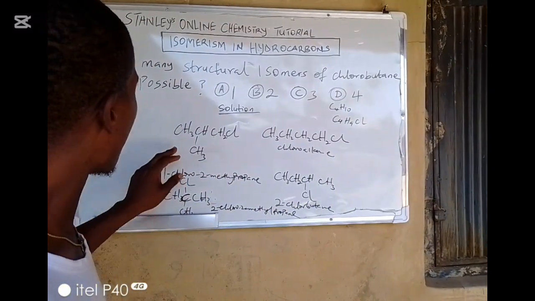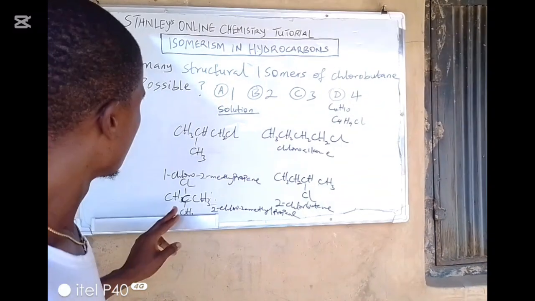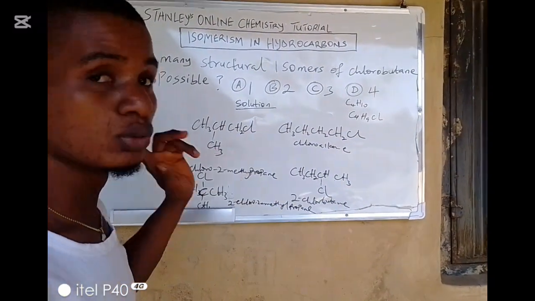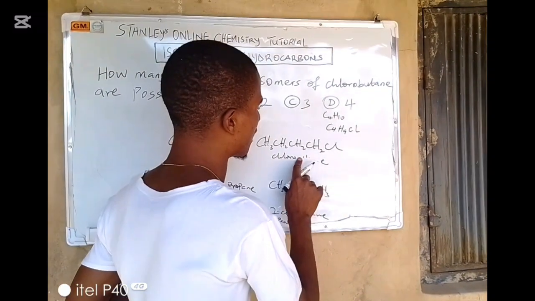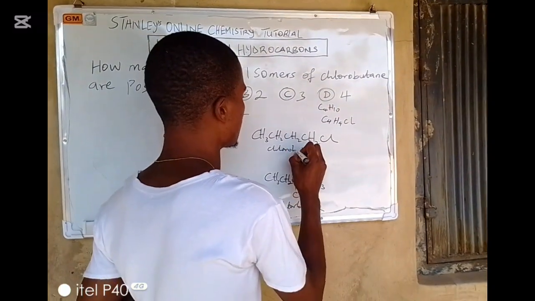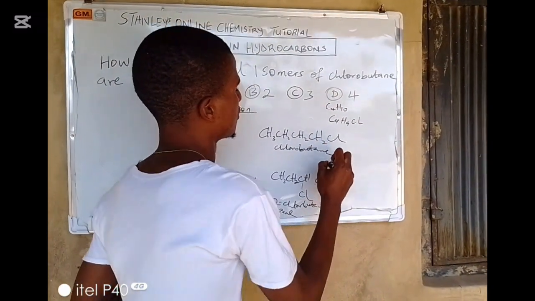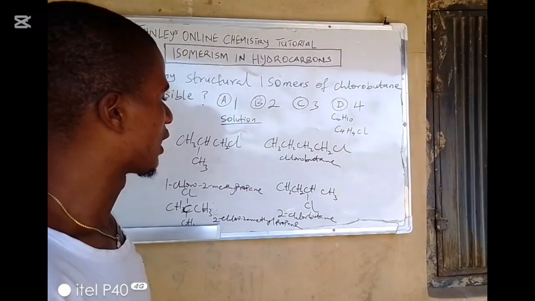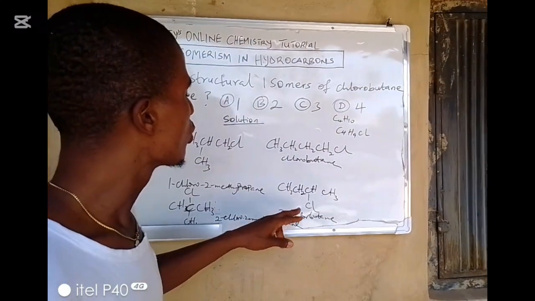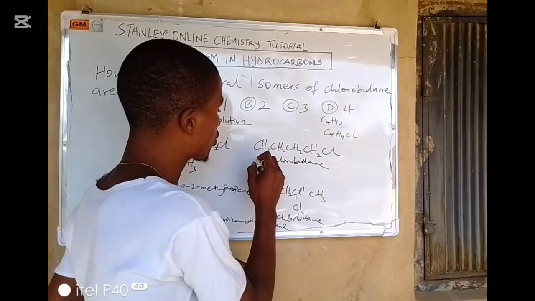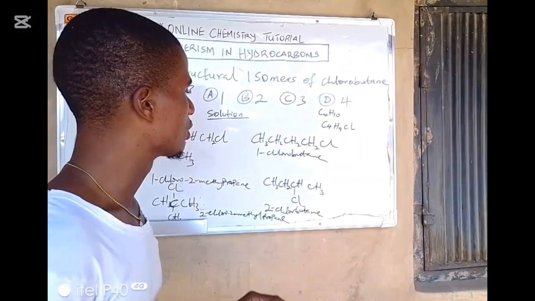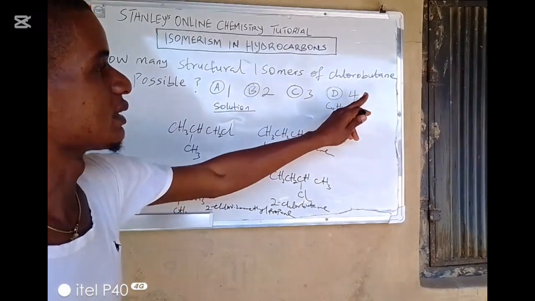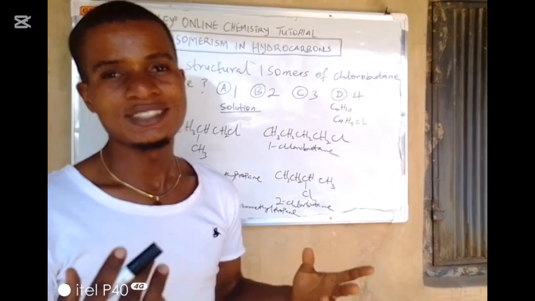So we have 1-chloro-2-methylpropane, 2-chloro-2-methylpropane, then chlorobutane, to give a specific name. You can also choose to call this 1-chlorobutane. Then this one, 2-chlorobutane. That is 4 structural isomers. That is option D. So this is very clear.